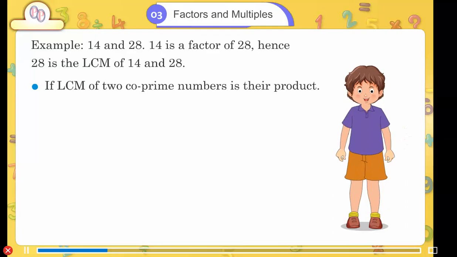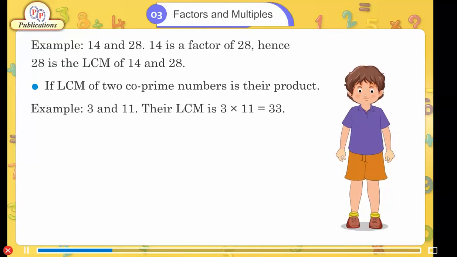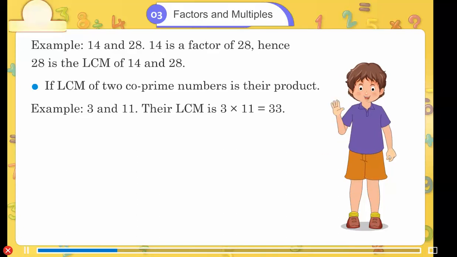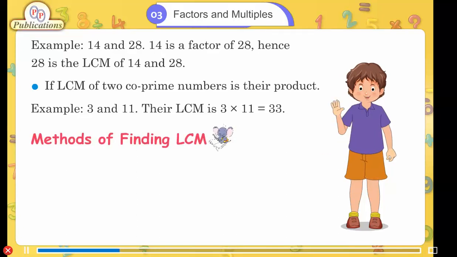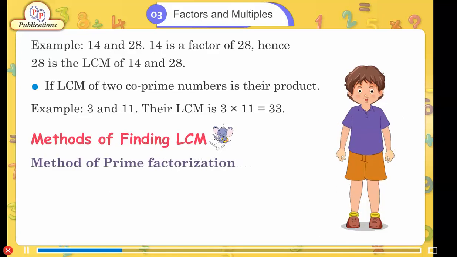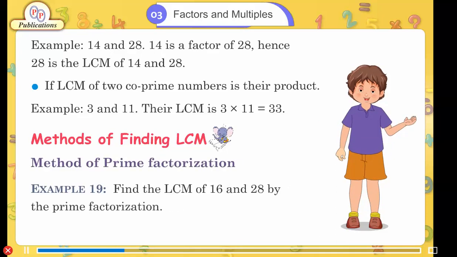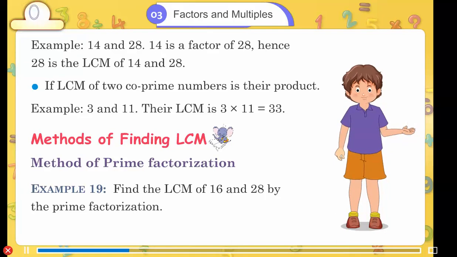If the LCM of two co-prime numbers is their product, example 3 and 11, their LCM is 3 into 11 is equal to 33. Methods of finding LCM. Method of prime factorization. Example 19. Find the LCM of 16 and 28 by the prime factorization.